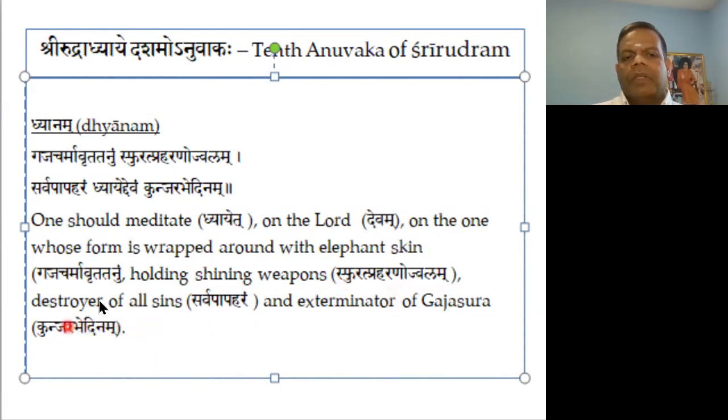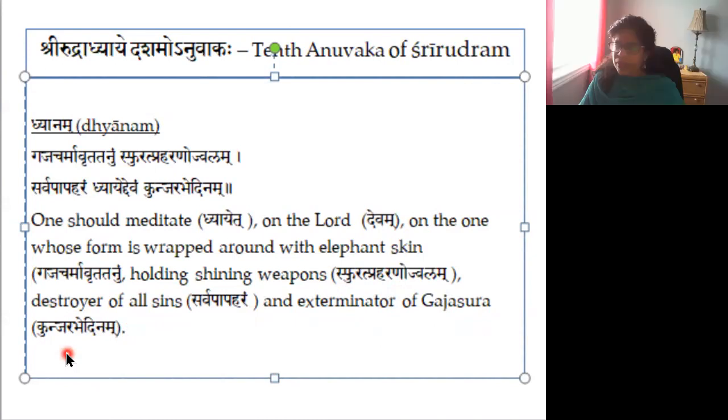Sarva Papa Haram. Sarva means all, Papa means sins, Haram means one who destroys. And the exterminator of Gajasura, that means Kunjara. Kunjara means elephant. Gaja is also elephant, Kunjara is also elephant. Bhedina, one who has cut it, destroyed it, killed it.